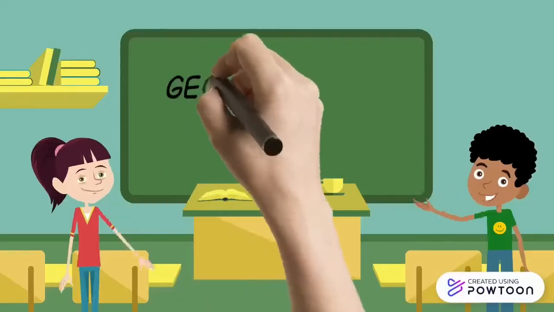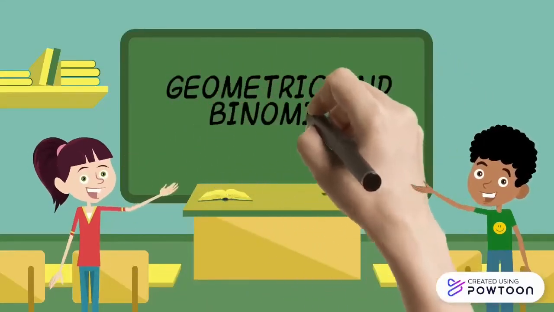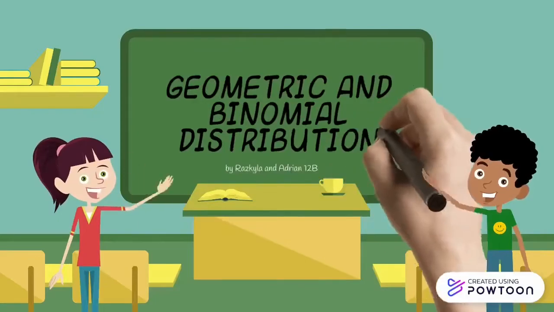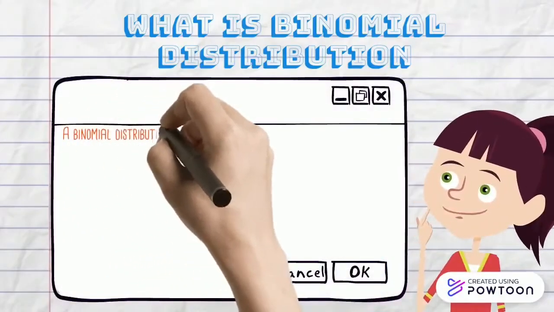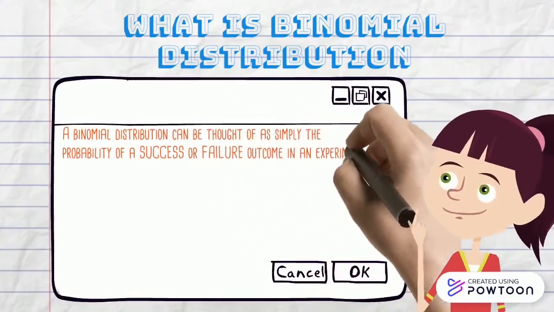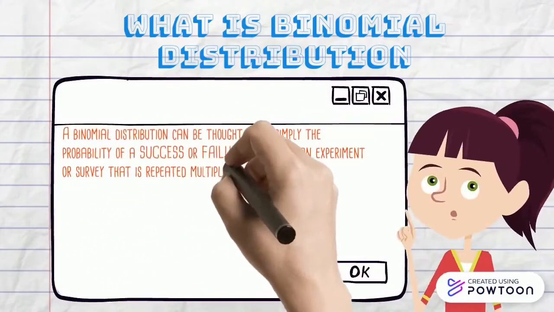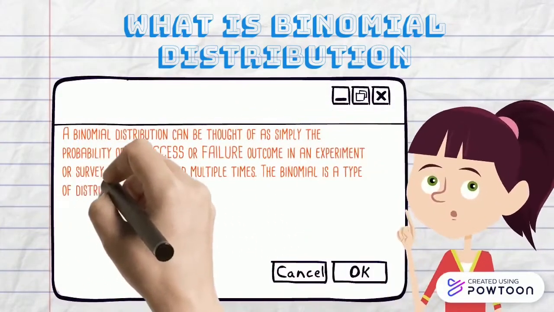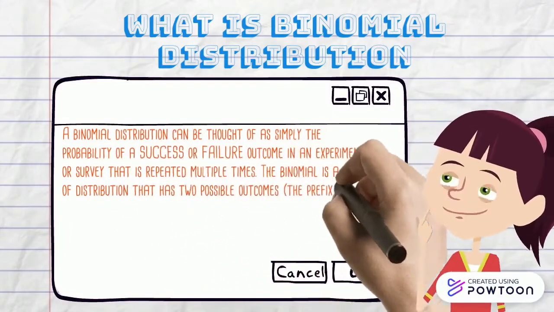Hey guys, today we'll be talking about geometric and binomial distribution. A binomial distribution can be thought of as simply the probability of a success or failure outcome in an experiment or survey that is repeated multiple times. The binomial is a type of distribution that has two possible outcomes.